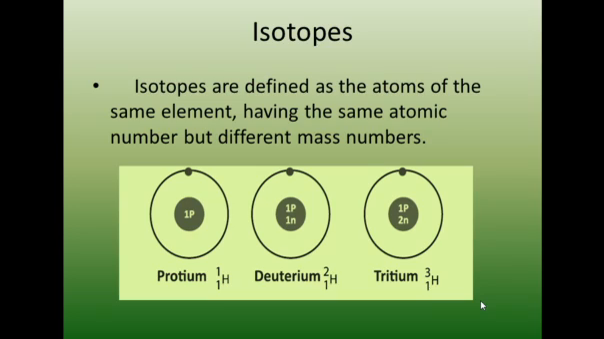So see here, three species of hydrogen atom are given. One is protium, another one is deuterium and the third one is tritium. Till now we only knew hydrogen as H. But there are three forms of hydrogen atoms. What are they? Protium, deuterium and tritium. So see this, the atomic number of protium, deuterium and tritium are the same.